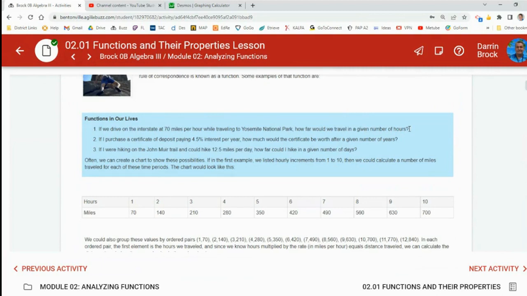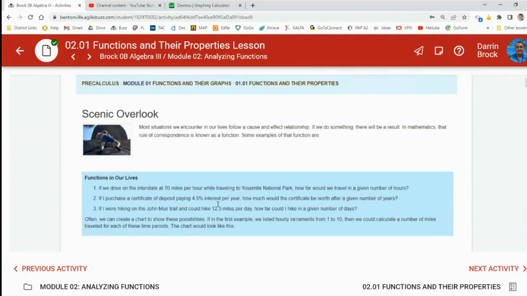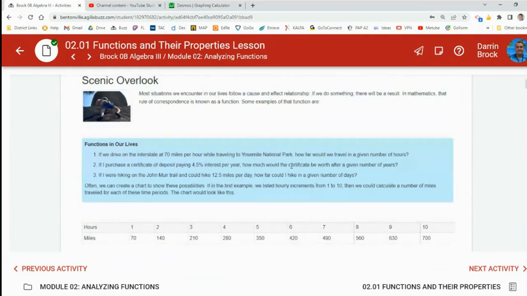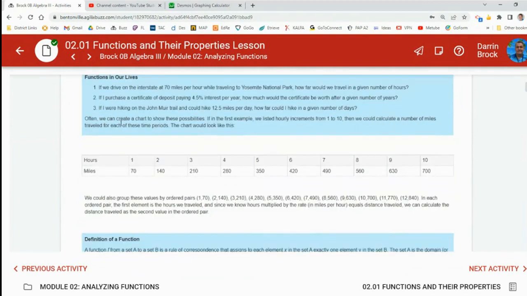For 3 hours, you would drive 210 miles. That's what the function would give you. You put a 3 in, you get 210 out. If I were to purchase a certificate of deposit, paying 4.5% interest per year, how much would it be worth after a given number of years? How much money did you earn on your certificate of deposit? If I were hiking on the John Muir Trail and could hike 12.5 miles a day, how far could I hike in a given number of days? Those are all functions.